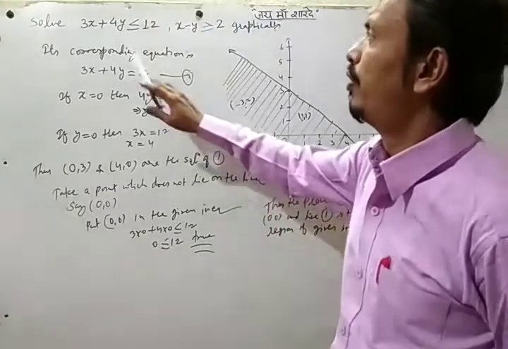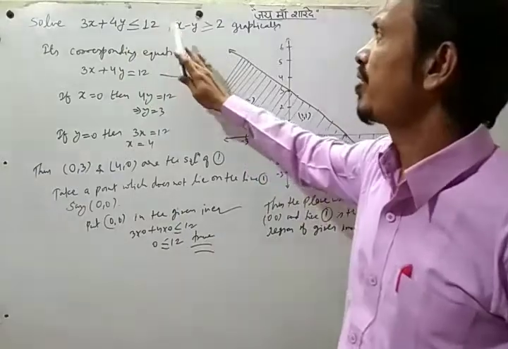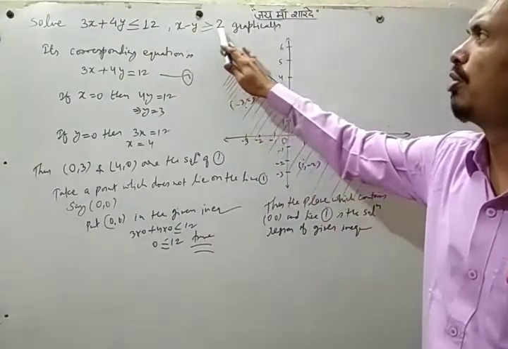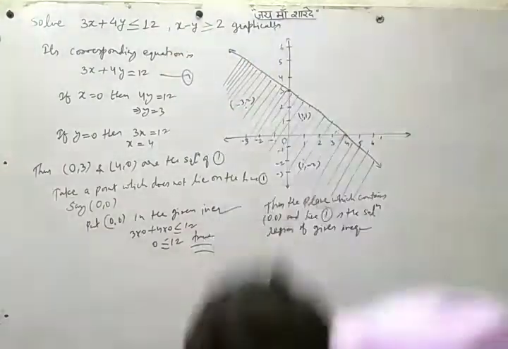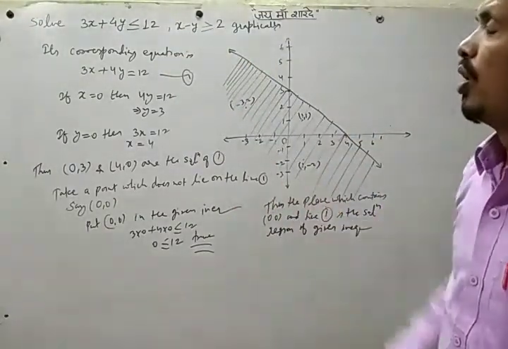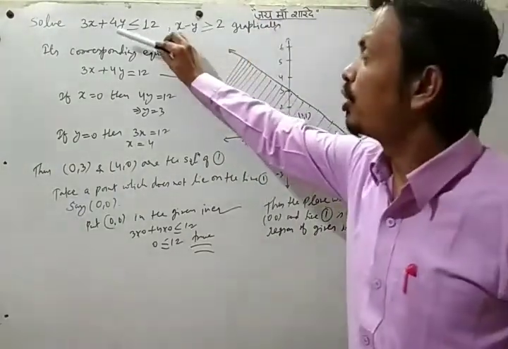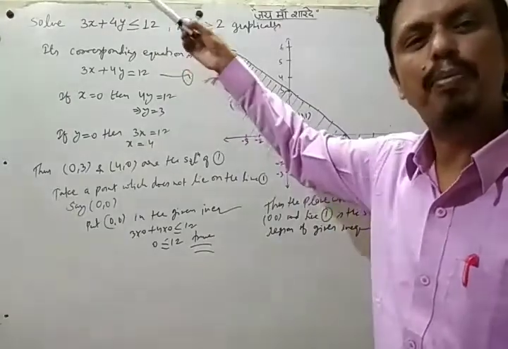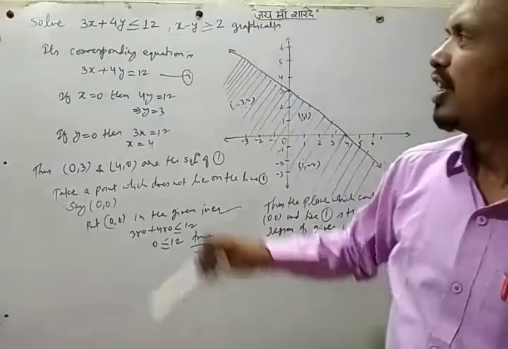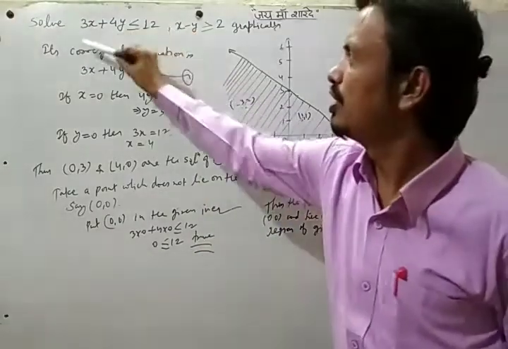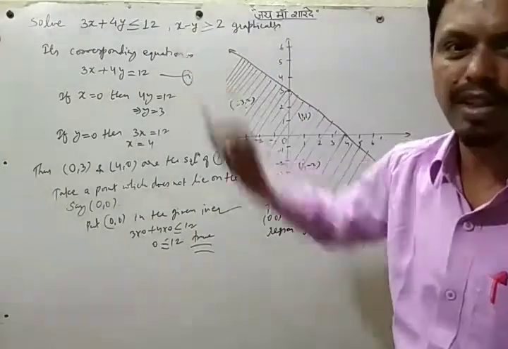Now suppose we want to find the solution of 3x plus 4y less than or equal to 12 and the inequation x minus y more than or equal to 2 graphically. We have to find the solution of two inequations. So what we can do? We can draw their graphs and find the solution of both the inequations separately. So already we have this one's solution. This portion is the solution of this inequation.